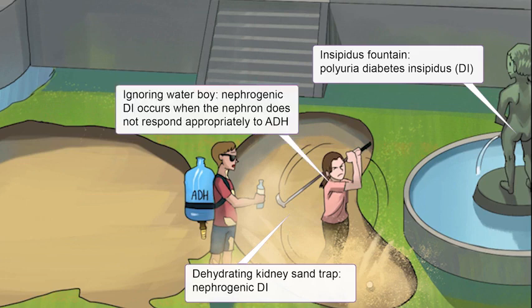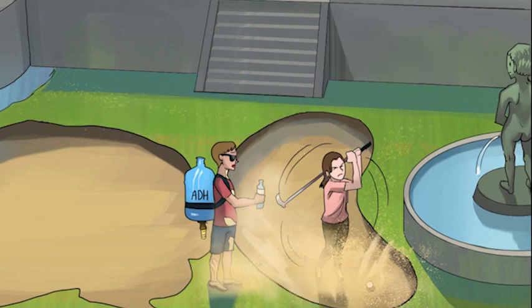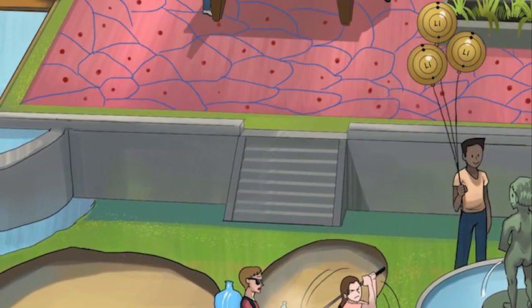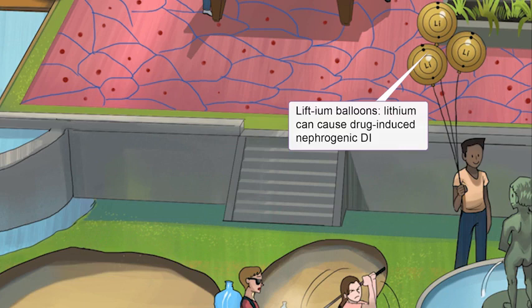Also, notice that this frustrated golfer here is ignoring the antidiuretic water boy to emphasize that the nephron is not responding to ADH release. Okay, back to our patient presenting with diabetes insipidus. She had a history of bipolar syndrome and was treated with lithium, a common cause of drug-induced nephrogenic DI. To emphasize lithium's ability to antagonize the action of ADH in the collecting duct, we've included our recurring lithium lift-ium balloons here next to the kidney sand trap.